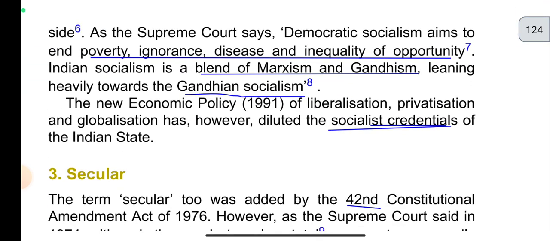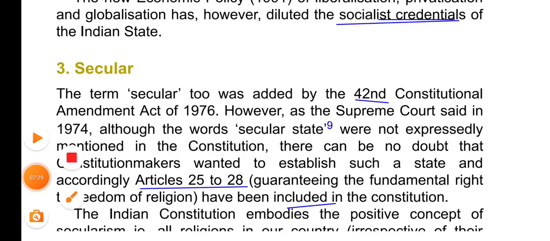As the Supreme Court says, democratic socialism aims to end poverty, ignorance, disease, and inequality of opportunity. Indian socialism is a blend of Marxism and Gandhism, leaning heavily towards Gandhian socialism. The new economic policy in 1991 of liberalization, privatization, and globalization has, however, diluted the socialist credentials of the Indian state. Okay, next point is secular.